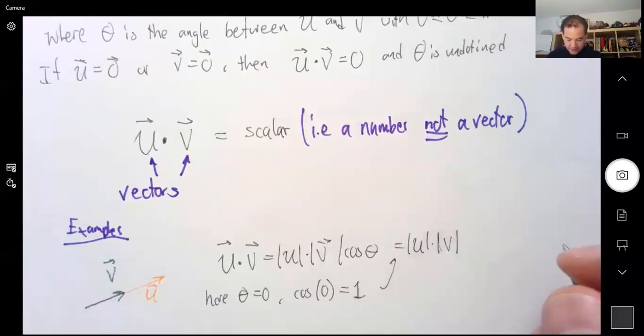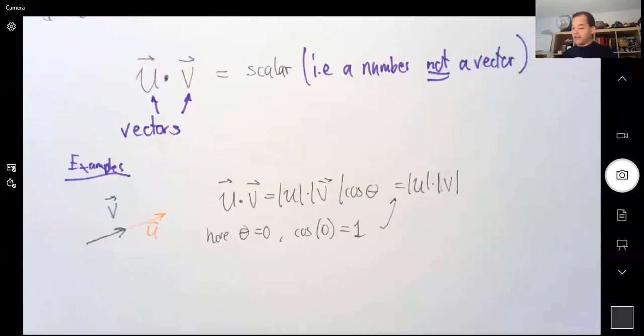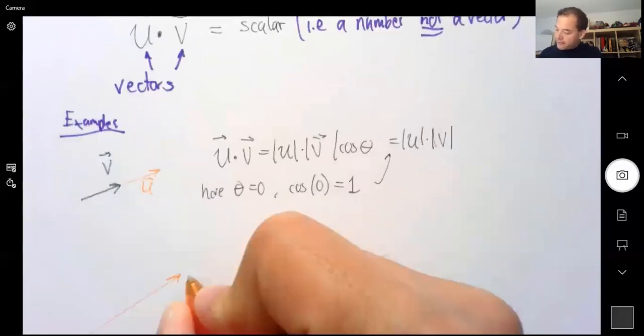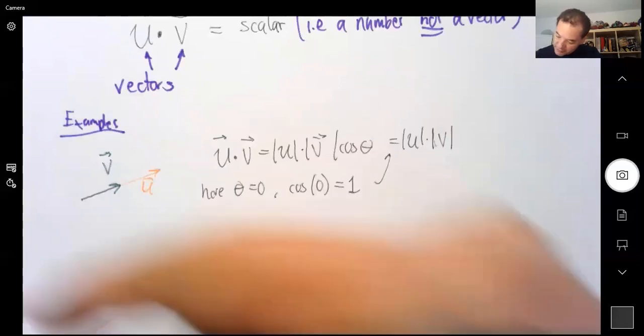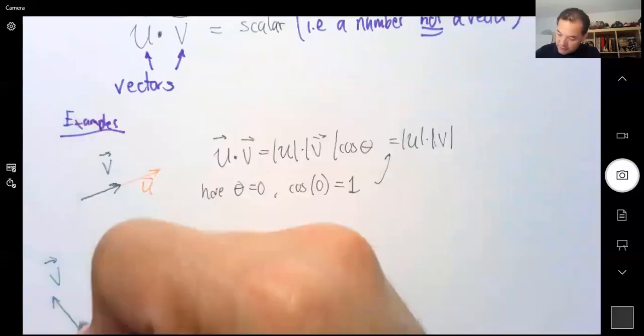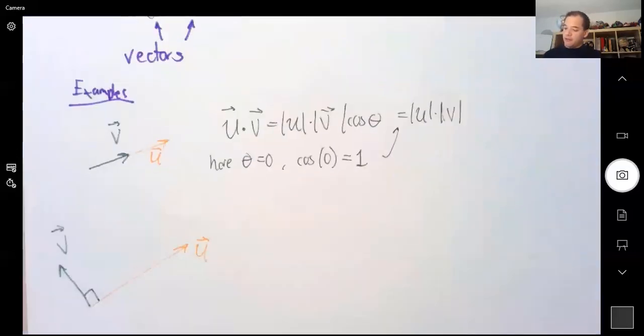So that's interesting. One that is a bit more interesting, in my opinion, is when two vectors are at 90-degree angles. So imagine now that you have this situation. We have the vector u, and your vector v is perpendicular. So right here, 90-degree angle. Yes? So here, what is the situation?